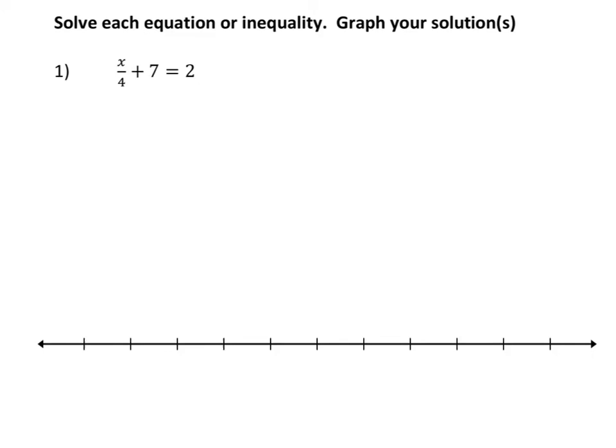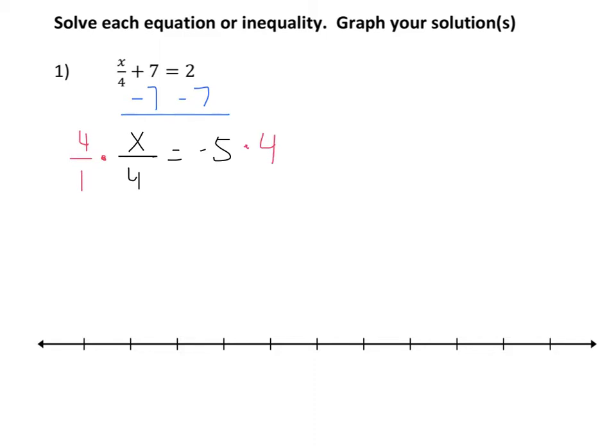We're going to solve this equation, and after we solve it, we're going to graph the solutions. To start off, we're going to solve for x. We're going to isolate x, get x by itself. First I'm going to subtract 7 from both sides. I'm going to have x over 4 is equal to negative 5. Next I'm going to multiply both sides by 4, which is the same thing as 4 over 1.